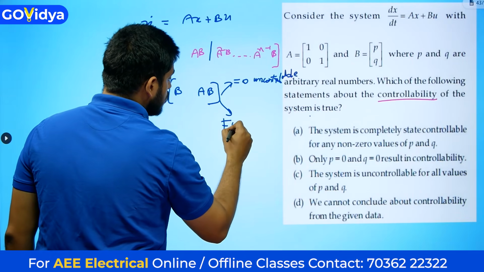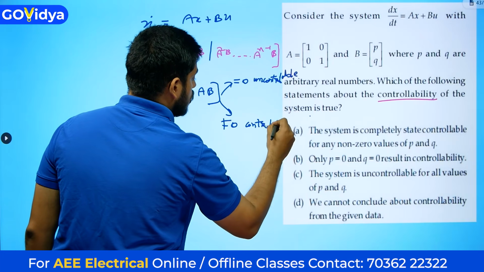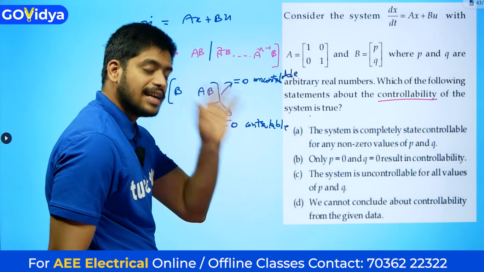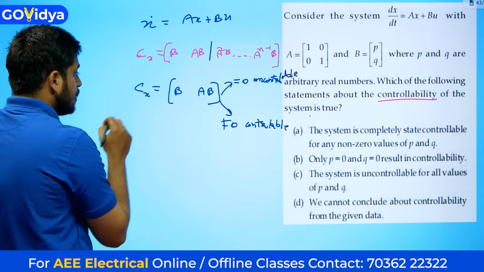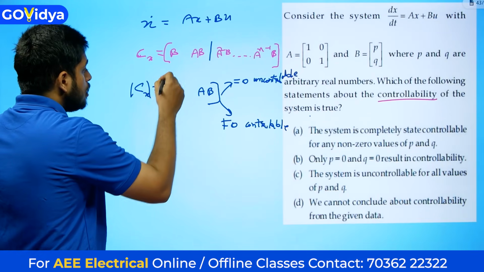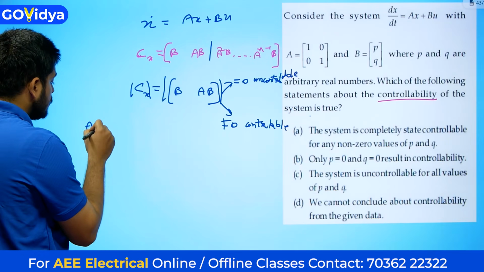Not equal to 0, it is controllable. Understood? So for Cx, we'll find AB, and the determinant of Cx should be either not equal to 0 or equal to 0. Okay, so let us find A into B.